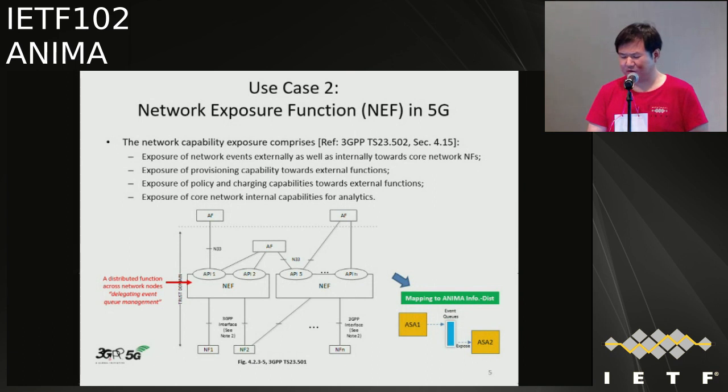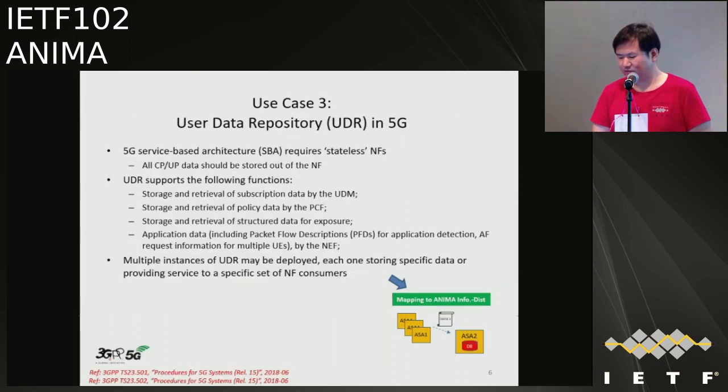This one is about the event queue. As we can see in the middle, the network exposure function will collect the events from multiple network functions below. And they will prioritize these events and sort out which one should be immediately sent to the relevant application function and which one could be held for a second. So that's a reference scenario for the event queue. Next, please.